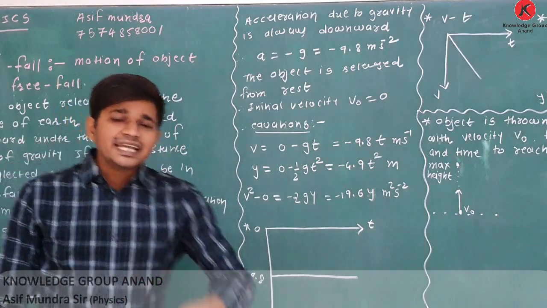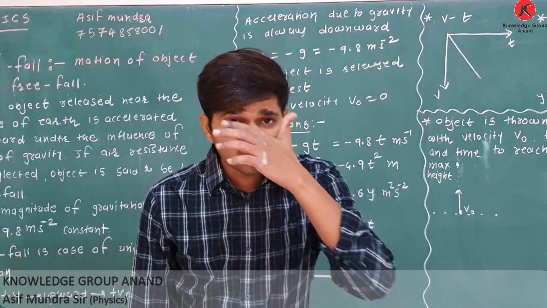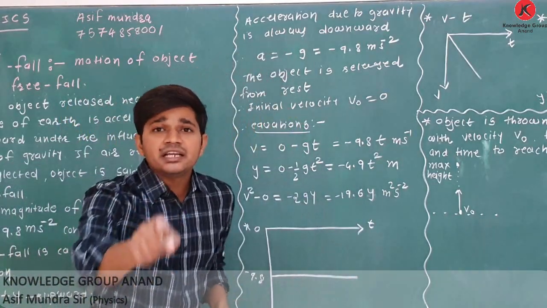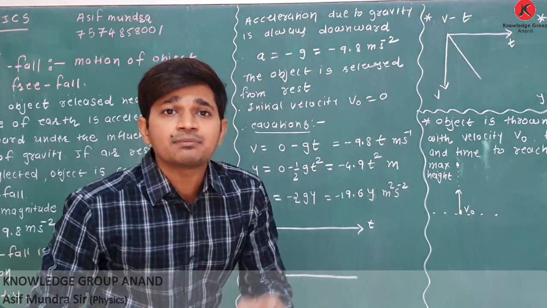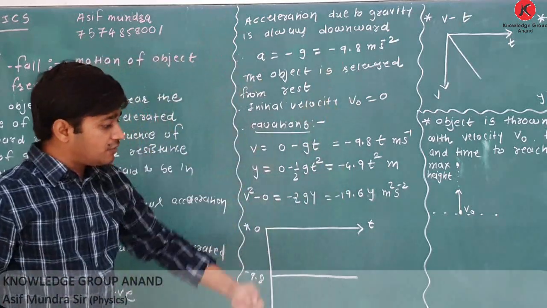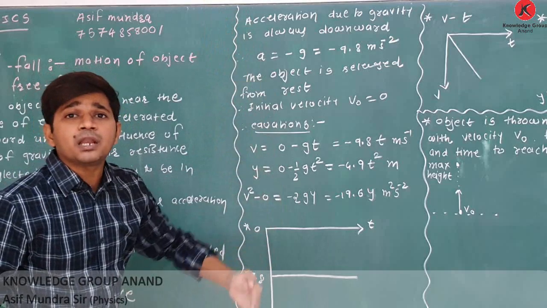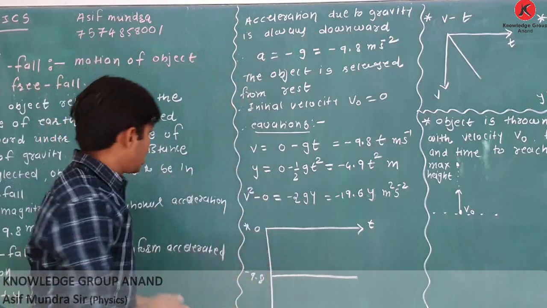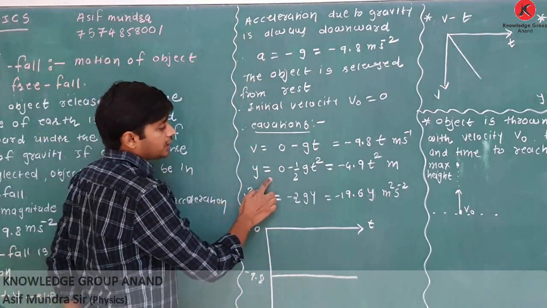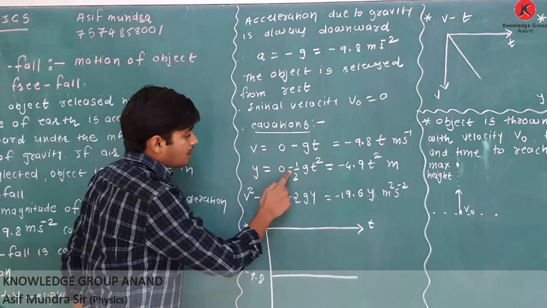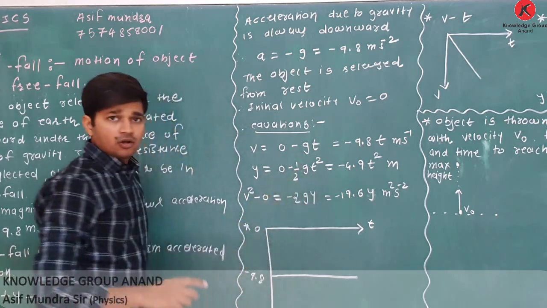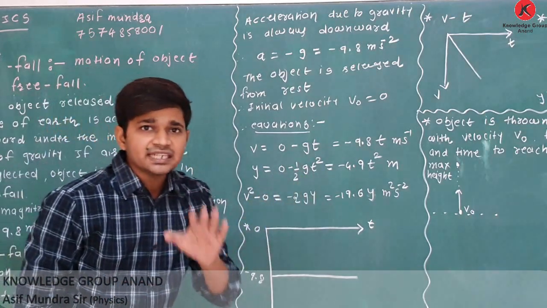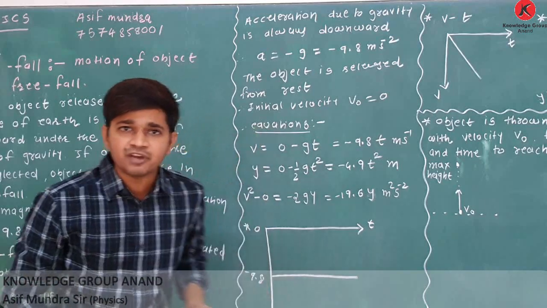Clear? Okay. Second equation, x is equal to v0 t plus half at square. But here I have replaced x by y, because here we have to deal with the vertical plane. So y is equal to v0 t minus half g t square.